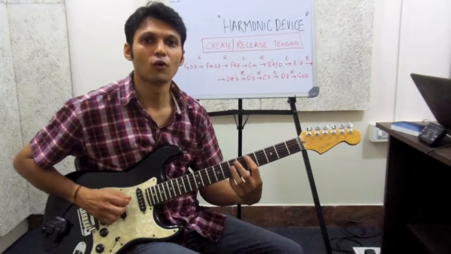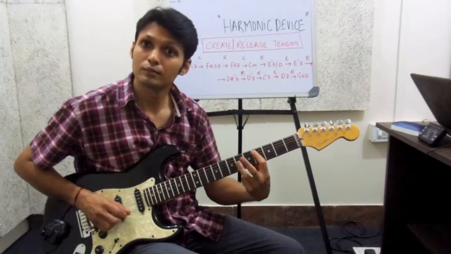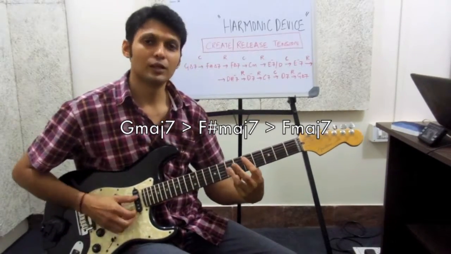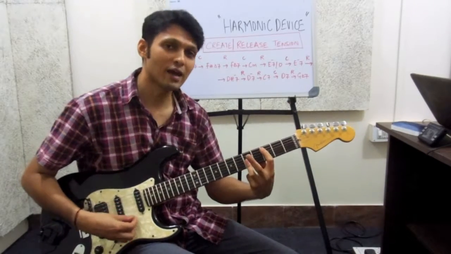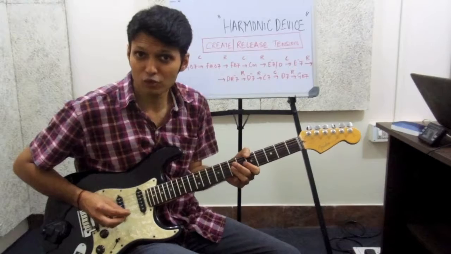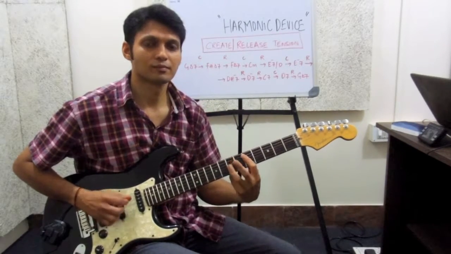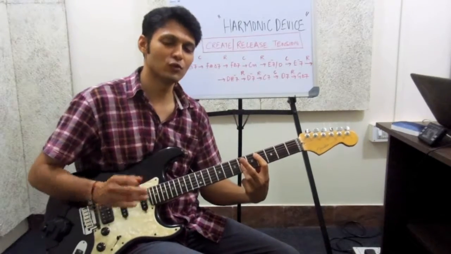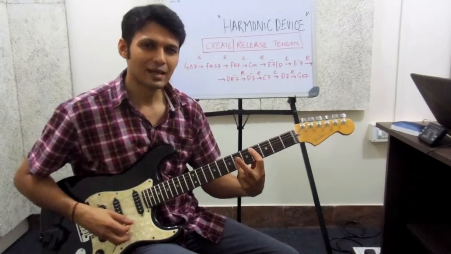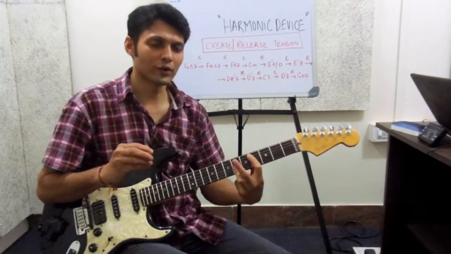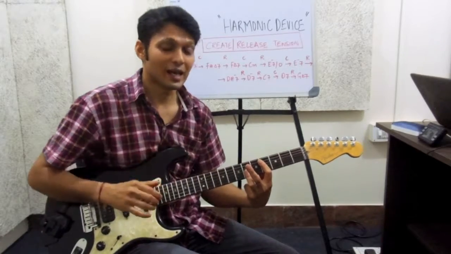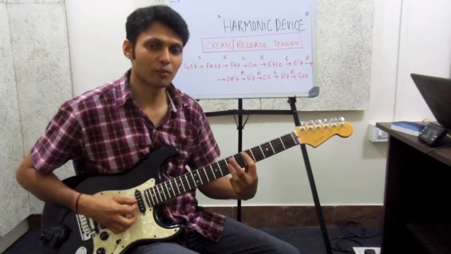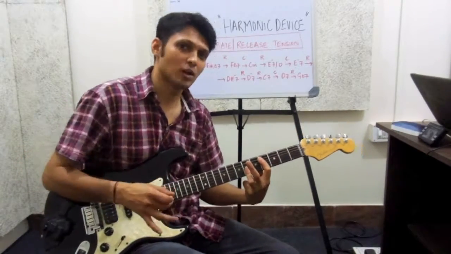1, 2, 3, 4. So I move from G major 7 to F sharp major 7 to F major 7. Now let's hear the first two chords. Now, as I move out of the comfort zone of G major 7 and move towards the F sharp major 7, I get this slightly unsettling, odd kind of sound that perks up my ears, and that's what I mean when I say building up some tension. So the first chord change builds up some tension from G major 7 to F sharp major 7.